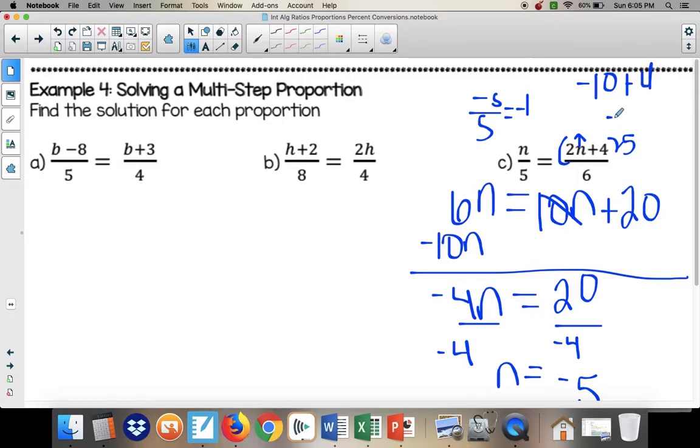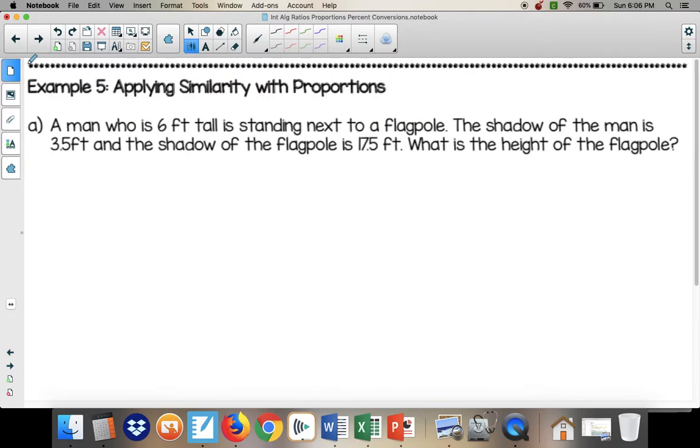Plus 4 is negative 6. And when I divide that by negative 6, I also get negative 1. So there we go. All right, I think we are almost done. So applying similarities with proportions.